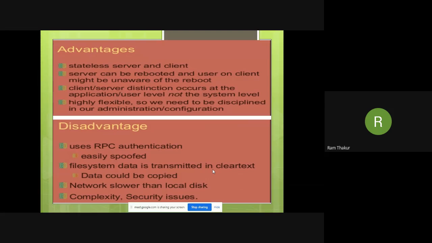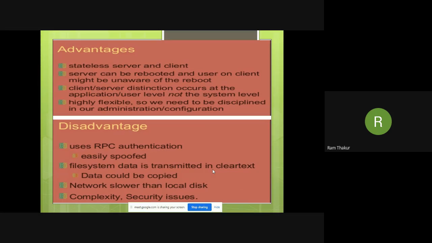So what is the advantage of NFS? Stateless server and client. Stateless means that from which server, from which client the request is coming is completely hidden. That's why it is known as stateless. The server can be rebooted and the user on the client might be unaware of the reboots. It may be possible that the client sends a request to access a file, but because of some reason the server is rebooted. Then what will happen? It will definitely not work and the request will be denied. Client-server distinction occurs at the application level.